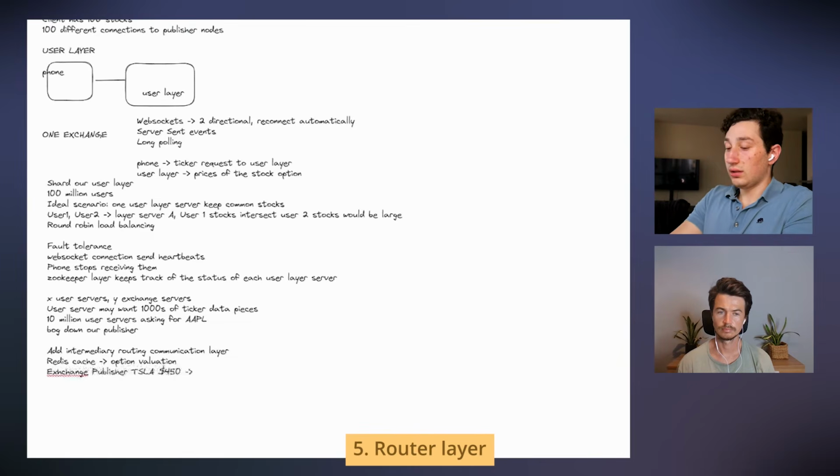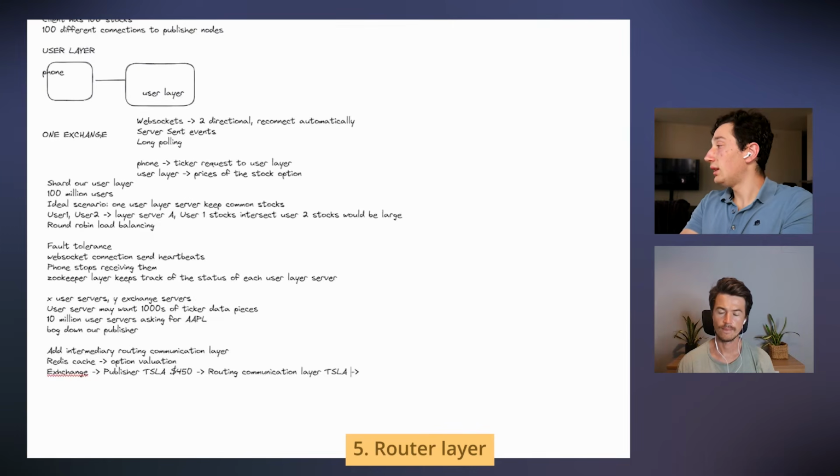So exchange data comes in. Sorry, can't spell. It goes to the publisher, who publishes $450, who goes to the routing communication layer, which again is nice because we can scale, replicate, and do anything we need independently there. And so that's going to be the routing communication layer for Tesla, which is now going to update its value. Maybe it was 445 before, and now it's updated to 450.